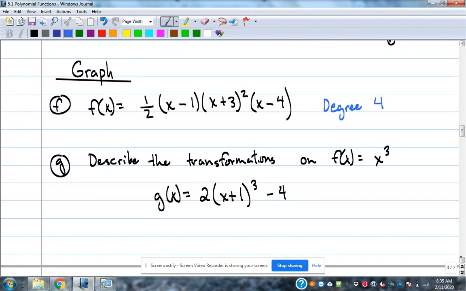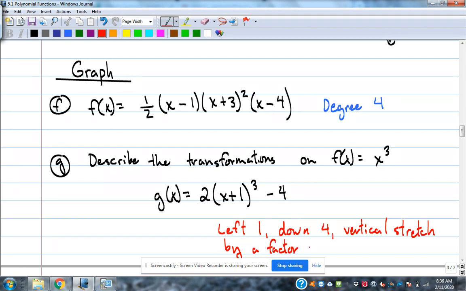What does this one do? What's the transformation? Without graphing it with the calculator, what are the transformations that are happening here? Left 1. Down 4. And a vertical stretch by a factor of 2. Good. That's exactly what that's doing.